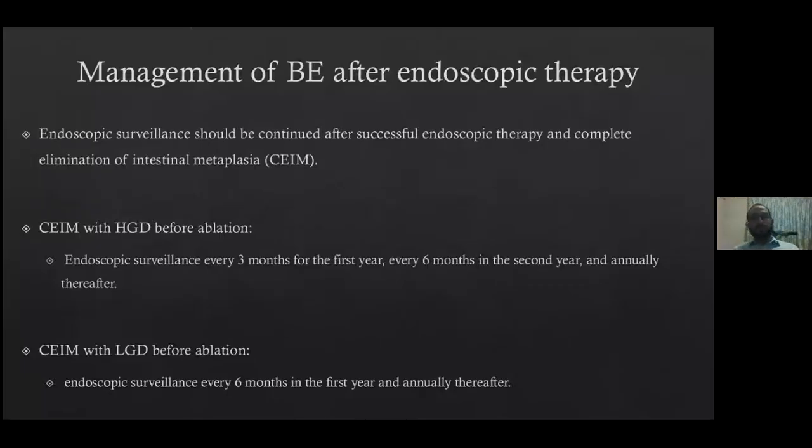Management of Barrett oesophagus after endoscopic therapy. Endoscopic surveillance should be continued after successful endoscopic therapy and complete elimination of intestinal metaplasia. Complete elimination of intestinal metaplasia with high-grade dysplasia before the ablation: continue endoscopic surveillance every 3 months for the first year, then every 6 months for the second year, then annually thereafter. This is in high grade. In low grade, with complete elimination of intestinal metaplasia, endoscopic surveillance every 6 months in the first year, then annually after that.